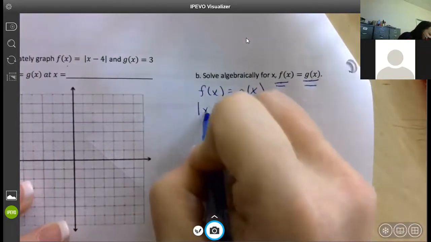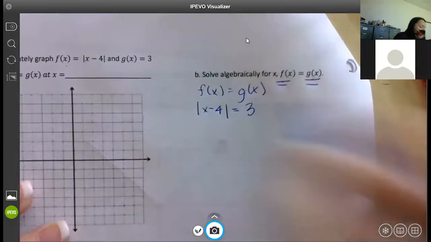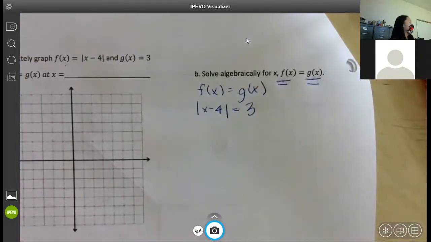F of x is the absolute value of x minus 4, and g of x is 3. So it just says set them equal to each other. Okay. And again, you'll see that notation a lot on your final exam.